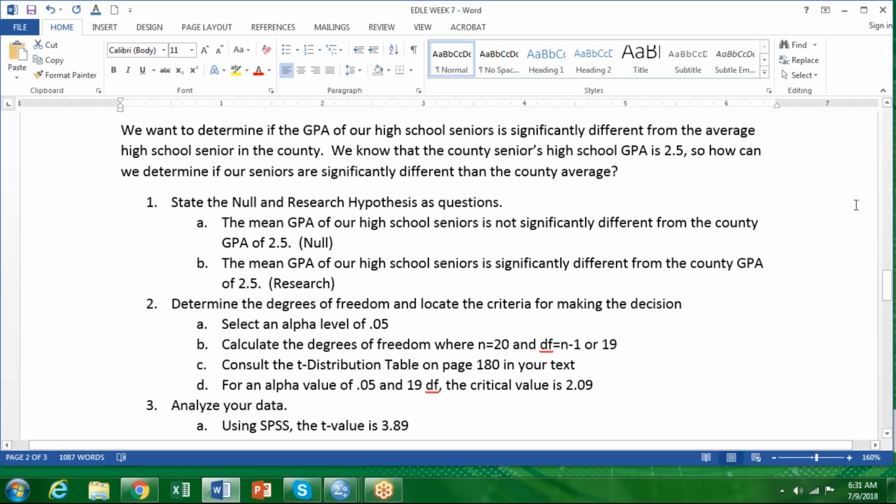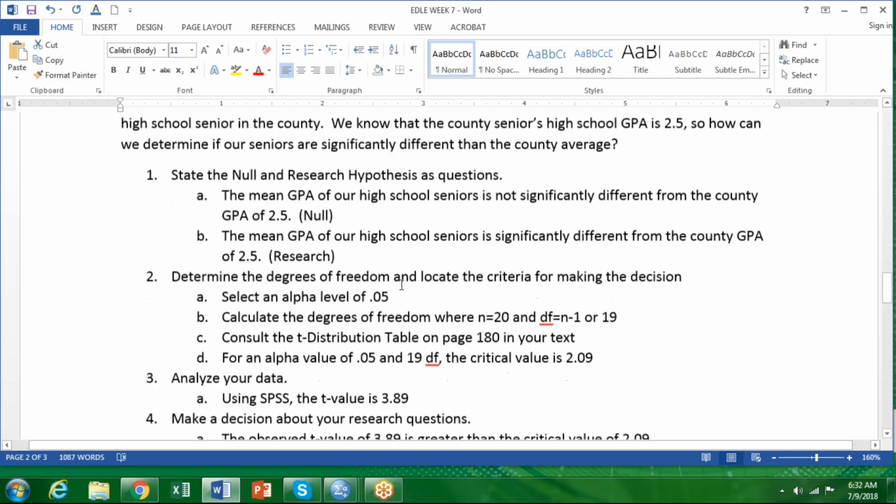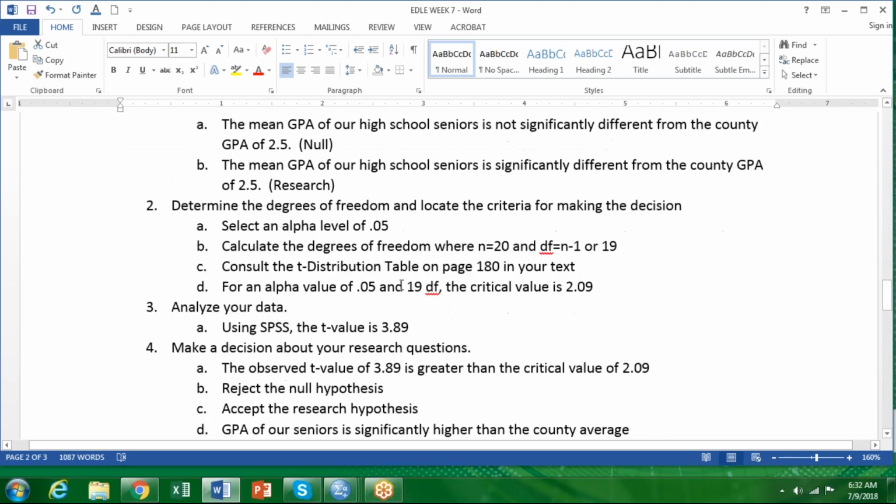And so the first thing we want to do is to state our research hypothesis. The null hypothesis says the mean GPA of our high school seniors is not significantly different from the county GPA of 2.5. So we know the county GPA, but we don't have a set of data to support it. We've just been given the county GPA. And so the research hypothesis says the mean GPA of our high school seniors is significantly different from the county GPA of 2.5.